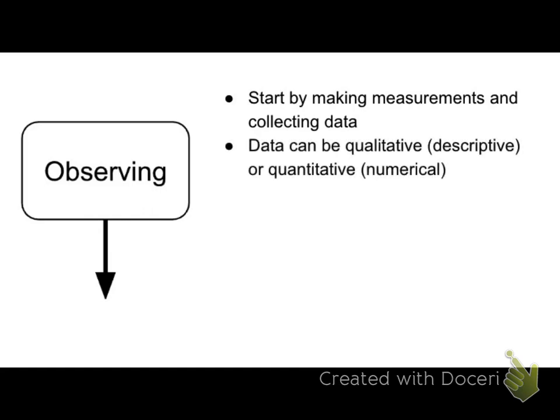This data can fit into two categories. It can be qualitative, okay? This is descriptive data. Qualitative data is things like color, texture, okay? Or it can be quantitative data. This is numerical, things like height, melting temperature, okay? Anything with a number associated with it is going to fit in the quantitative category. Okay?